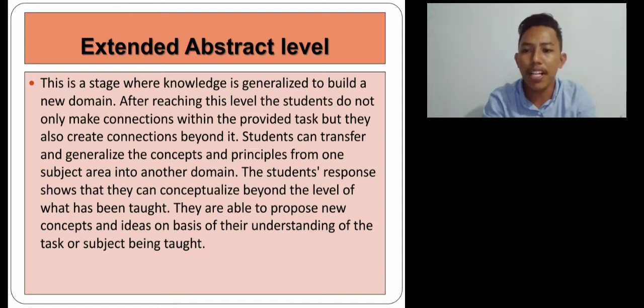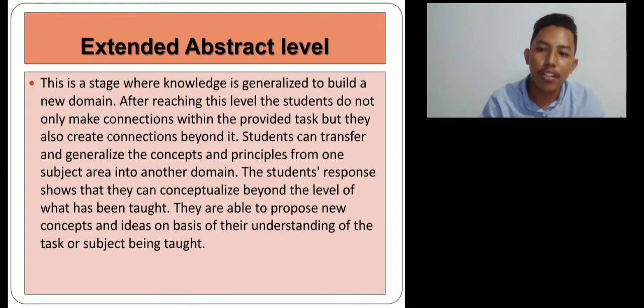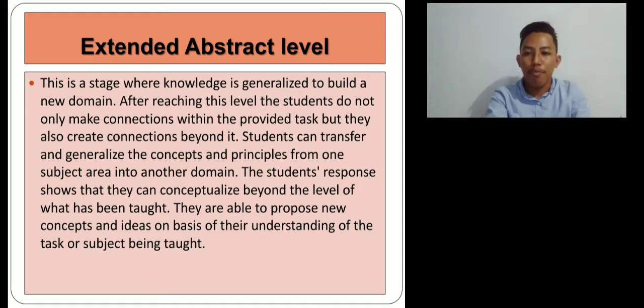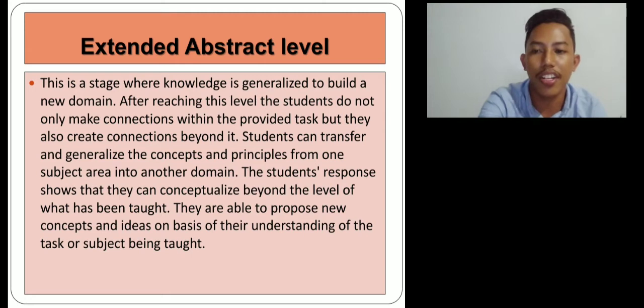The student's response shows that they can conceptualize beyond the level of what has been taught. They are able to propose new concepts and ideas on the basis of an understanding of the task or subject being taught. So in this level, through the connections that they already know, they are able to go beyond what they know. They can generalize concepts and principles from one subject area into another domain.